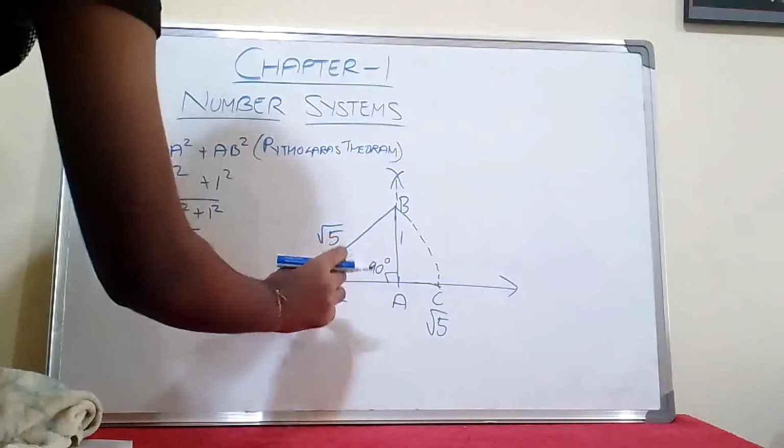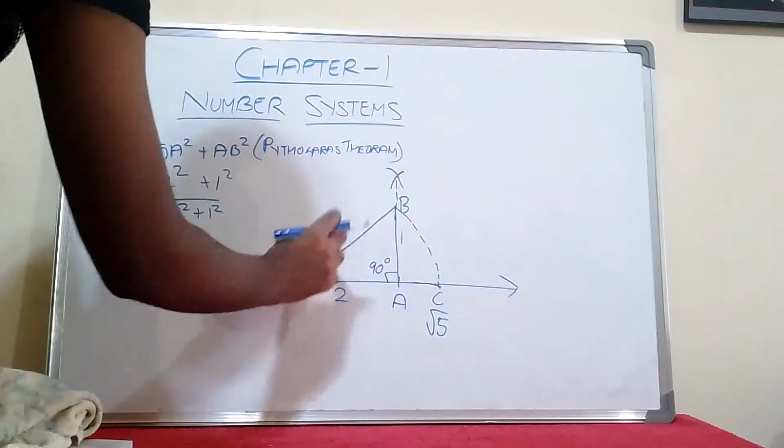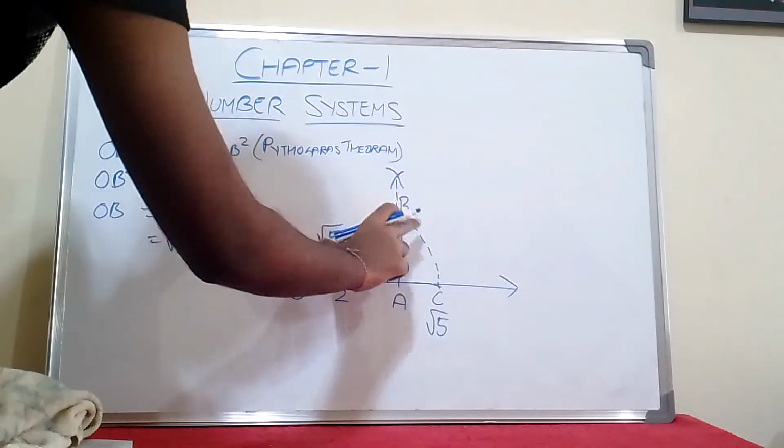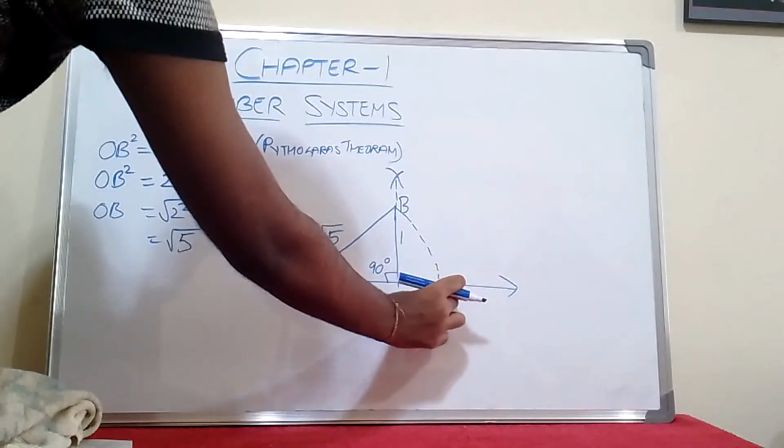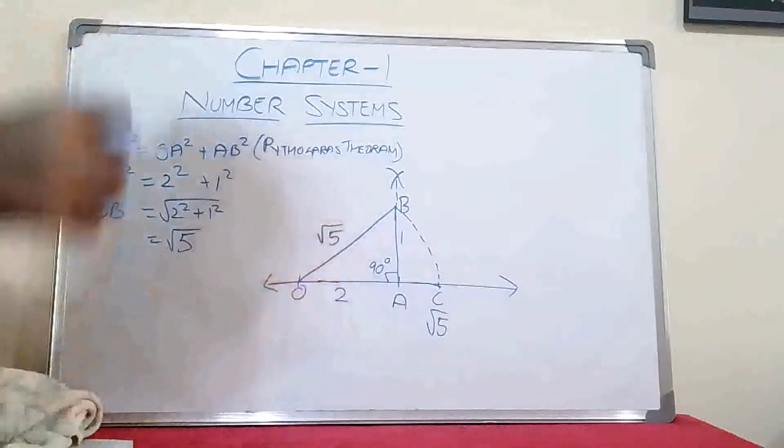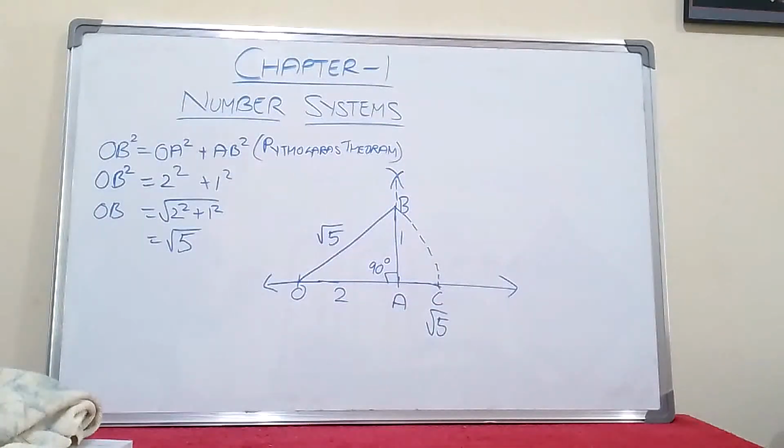Again, we keep our compass needle on O and a pencil on B and construct an arc. So we get a point called C. This is root 5. This is how we construct any type of irrational number. Now we'll move forward.